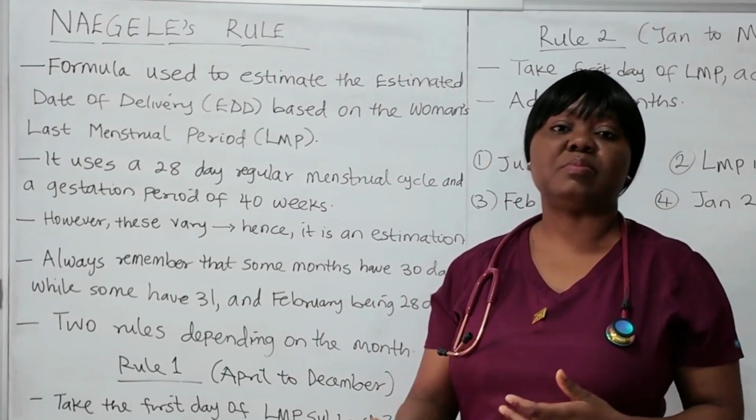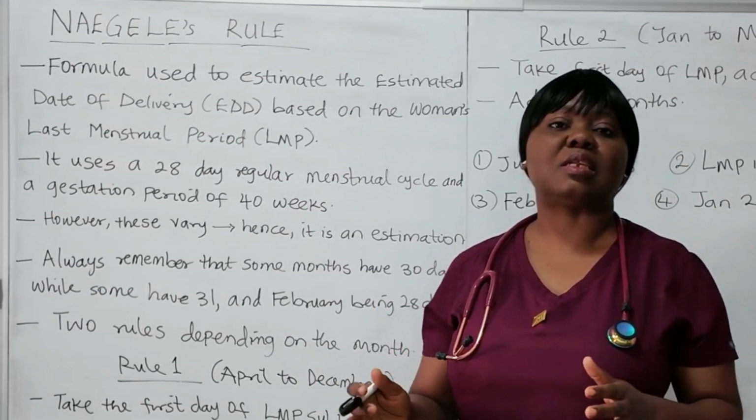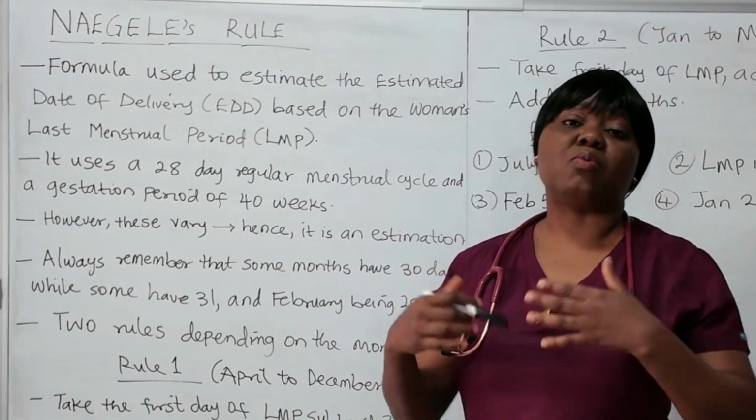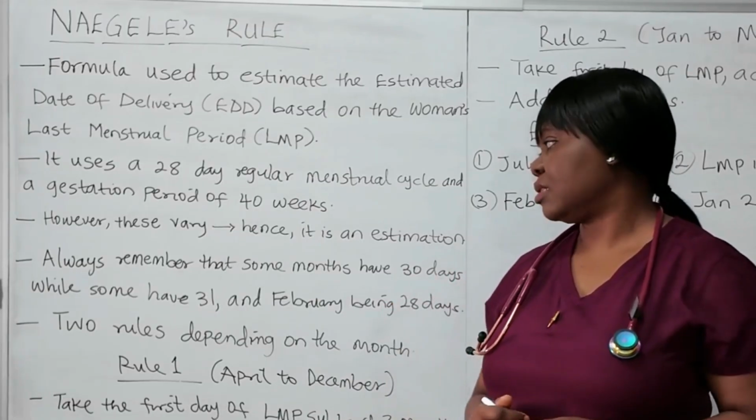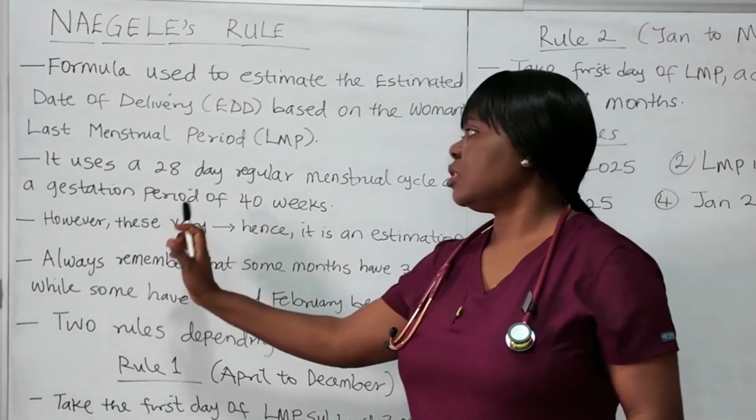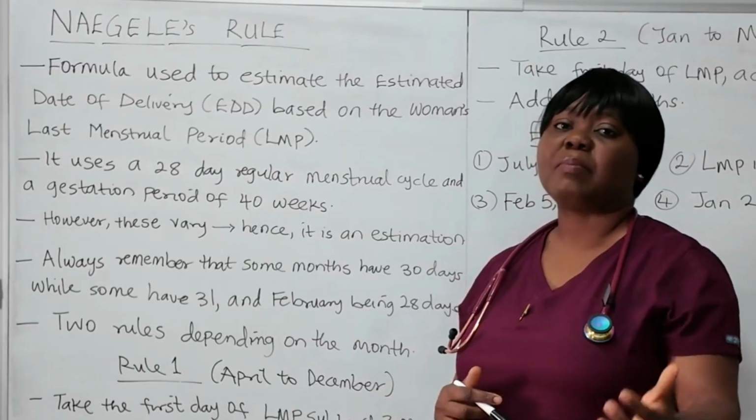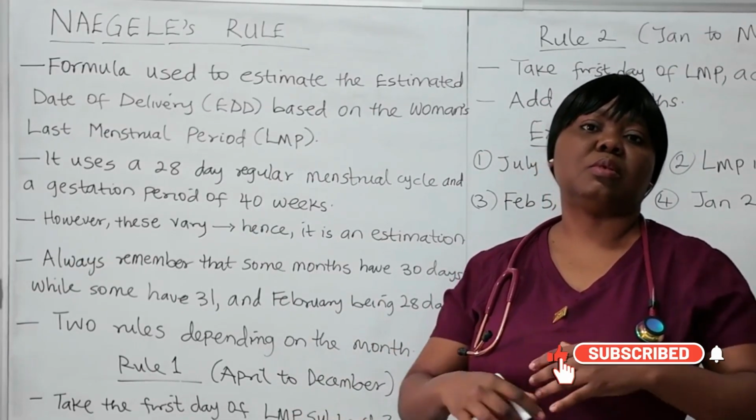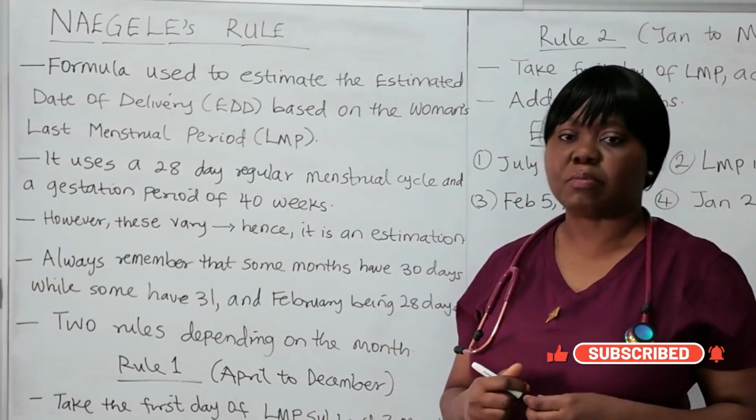Though we know in every leap year we have 29, we just want to make it standard, so we use 28 days for February. So you need to put that at the back of your head when you are doing the calculation. We'll look at that shortly. Now, for this Naegele's rule, we can apply 2 methods, but I will tell you the simplest one that always works for me.